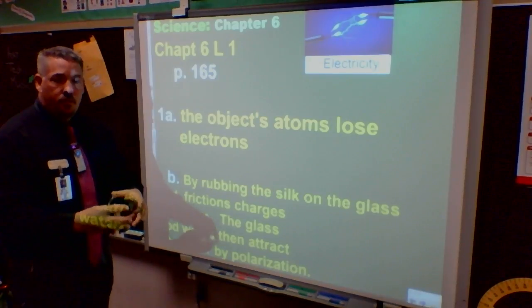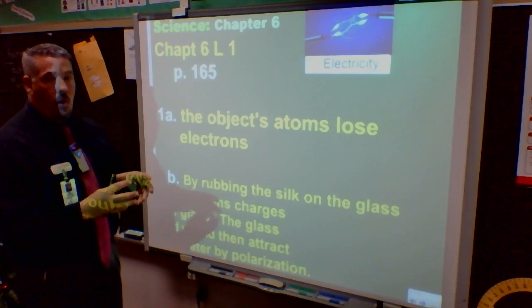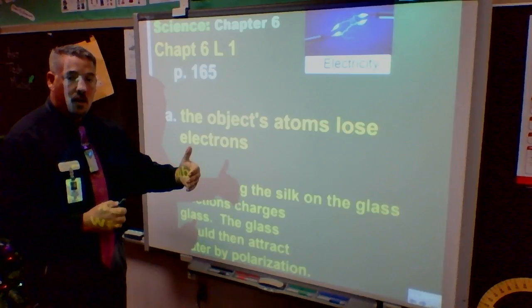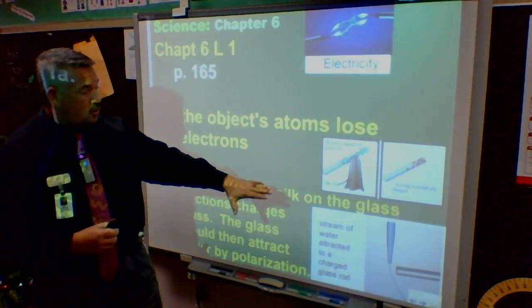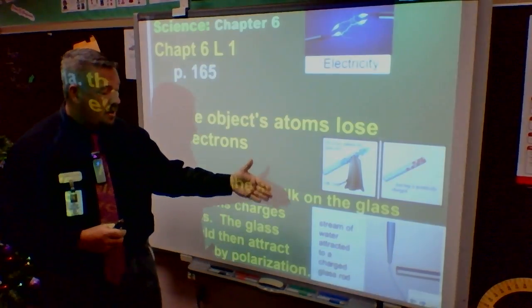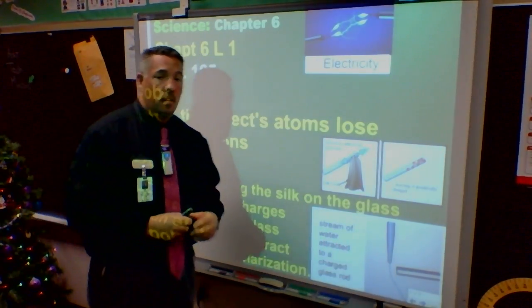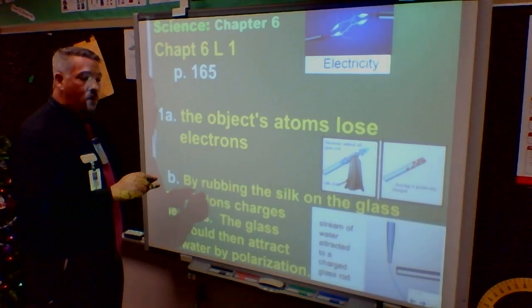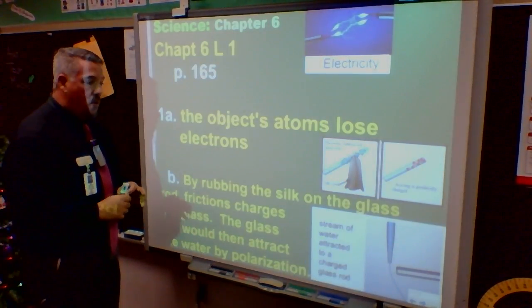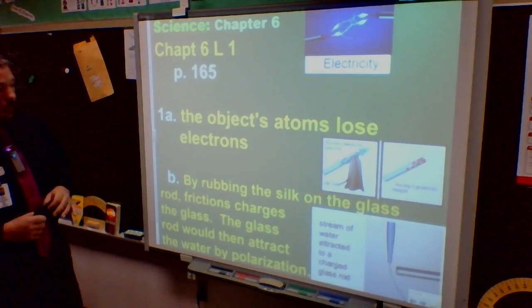There's positives or protons in the water. So when there's a stream of water coming down, if I have a negatively charged rod, then it's going to cause my water to actually bend towards the rod as it passes it. So I can actually cause the water to move back and forth when I use that rod without actually touching the water.